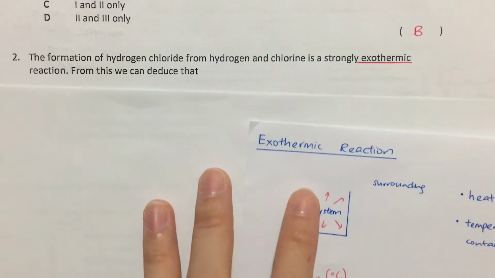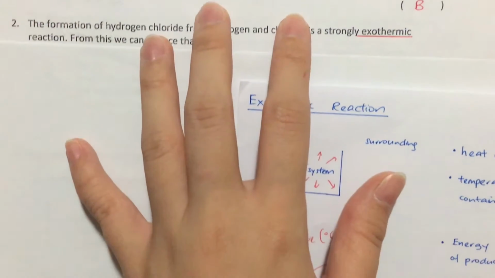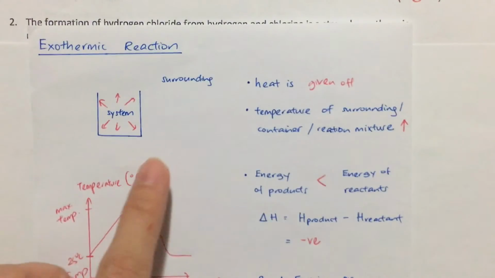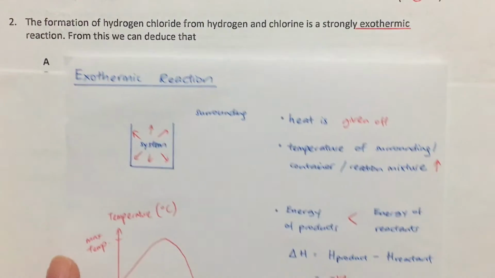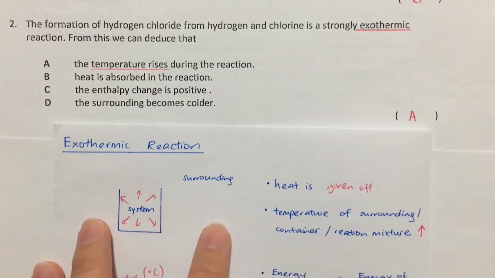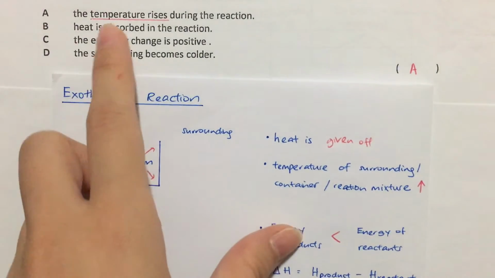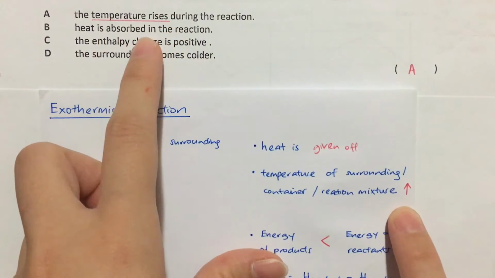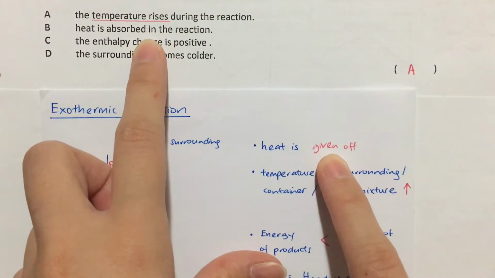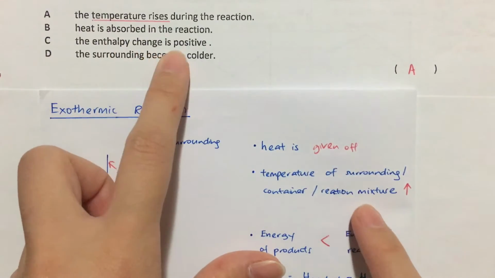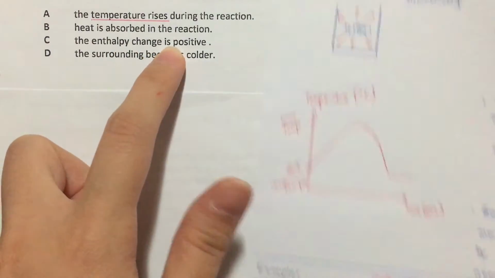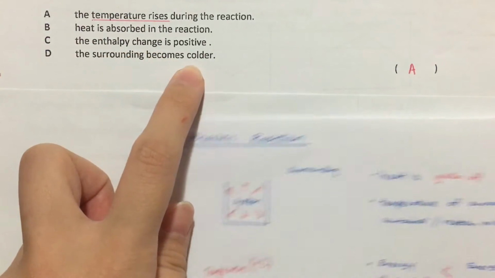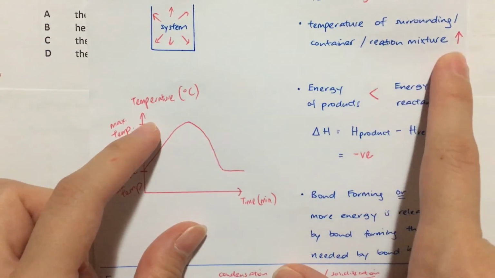Okay, for the next one, we talk about exothermic reaction again, and they're asking you to deduce. So exothermic reaction means that all this may happen. So when we look at all the answers, yes, the temperature will rise. Okay, so A is the correct answer. Heat is absorbed, that is not true. Heat is given off for exothermic reaction. Enthalpy change is positive, that's not true. Enthalpy change is negative. Surroundings become colder, that's not true. Surrounding becomes hotter.